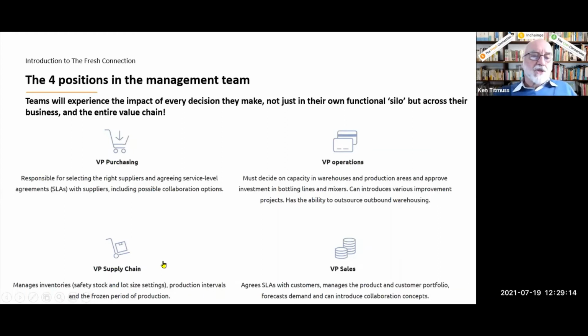And then we have the VP of supply chain. They manage the inventories, the safety stocks, the lot sizing settings, the production intervals. How often do we want to build a product? And the frozen period that we're going to put into production. And then lastly, we have sales. Their job is to agree the service level agreements with the customers, managing the product and customer profiles, forecasting demand, and they can also introduce some collaboration concepts as well with the customers.